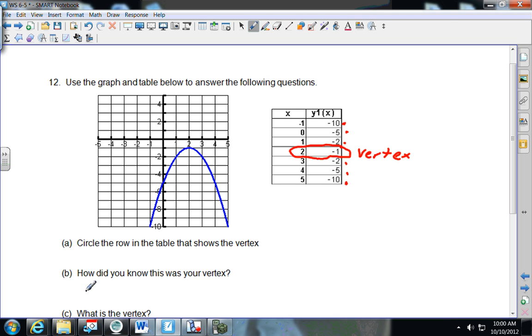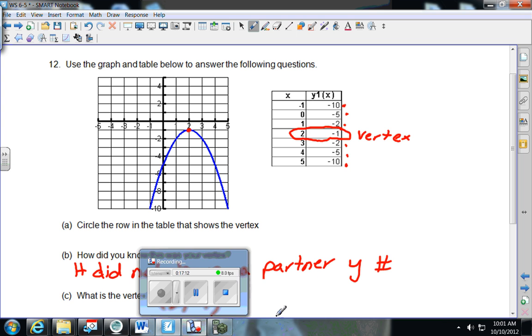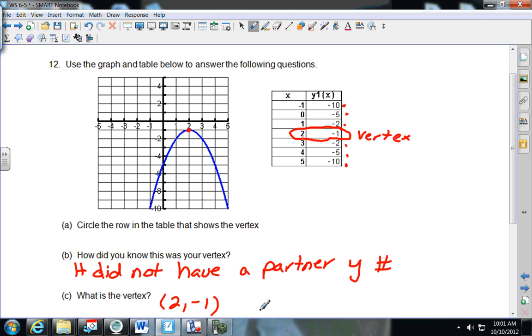It said, how did you know it was your vertex? It did not have a partner y point. You could say too that it's the maximum point on the graph, if you went over there and looked at the graph. What is the vertex? It is 2, -1. I would also make a note on your paper, is it a minimum or a maximum?